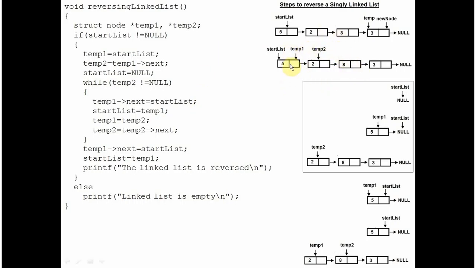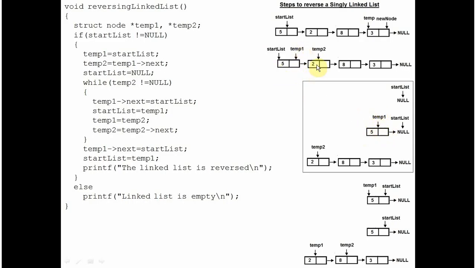So what I'm doing, I'll make the next pointer of temp1 to point at start list. After that, I'll ask the start list to point at temp1. See, start list is set to point at temp1. Why am I making use of start list here? Because the reverse linked list will be again accessed through start list pointer only. Right, so start list is set to point at this first node which has been reversed.